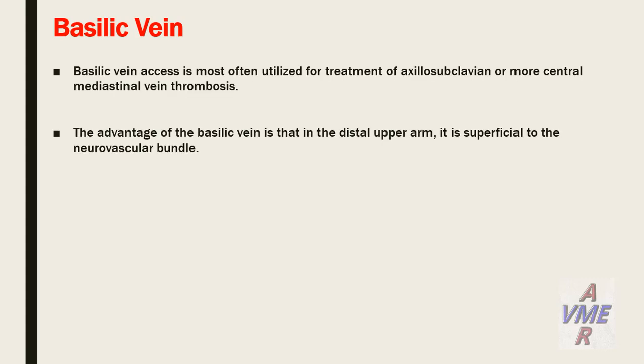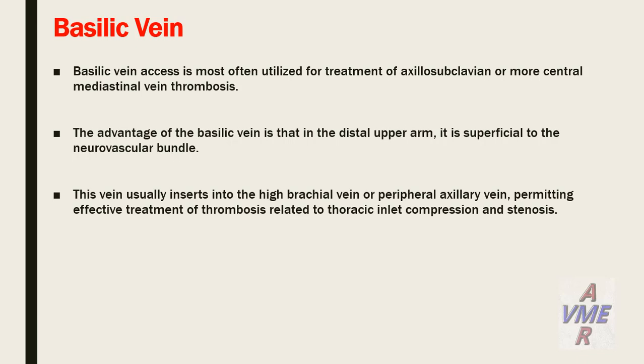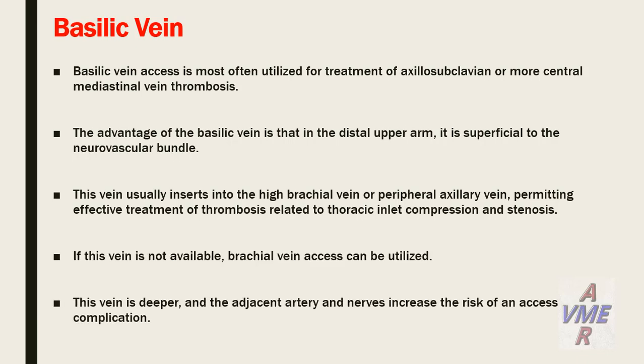Basilic vein access is most often utilized for treatment of axillosubclavian or more central mediastinal vein thrombosis. The advantage of the basilic vein is that in the distal upper arm it is superficial to the neurovascular bundle. Also, the vein would be accessed for upper limb venous hypertension, acute upper limb thrombosis, and of course, old occlusion. The vein usually inserts into the high brachial vein or peripheral axillary vein, permitting effective treatment of thrombosis related to thoracic inlet compression and stenosis.